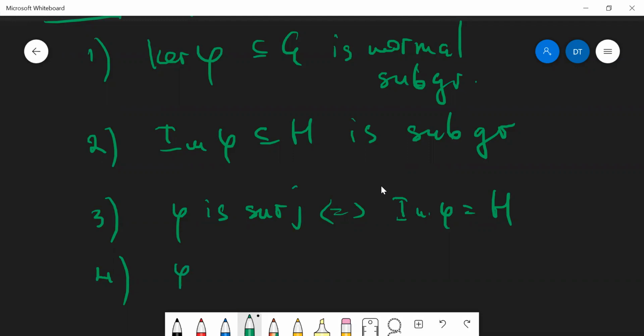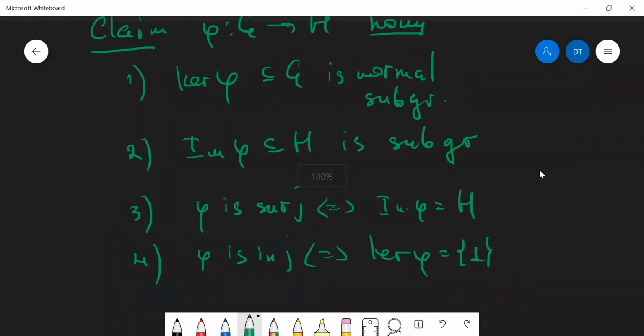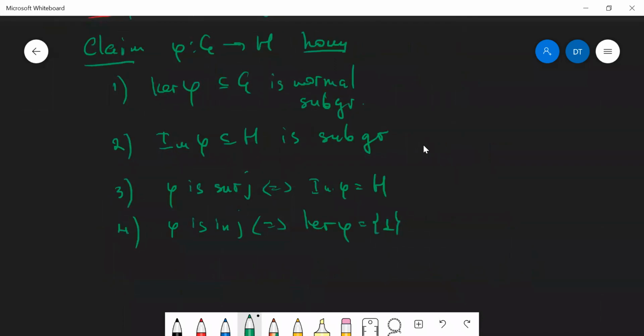And the last one, phi is injective, and this is the interesting one, if and only if the kernel of phi consists of the identity element only. So these are four properties of the kernel and the image. The kernel and the image are subgroups. The kernel additionally is a normal subgroup. And then you may check surjectivity and injectivity using image and kernel. Surjectivity is equivalent to the image being equal to H, and injectivity is equivalent to the kernel being equal to the trivial subgroup consisting of the identity element only.